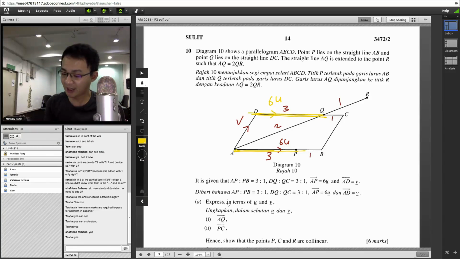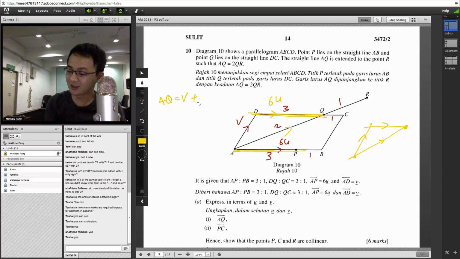So in order to get to AQ, please remember about the triangle law. If you do not understand about triangle law, you're going to find it quite tough. Let's say this is your starting point, this is your ending point. So this one is always your shortest journey. You can go by another journey to reach here also, meaning you go from here to here, isn't it? So therefore AQ itself is equal to AD plus DQ. AD is V, plus DQ is 6U. Done. This is what we mean by AQ.